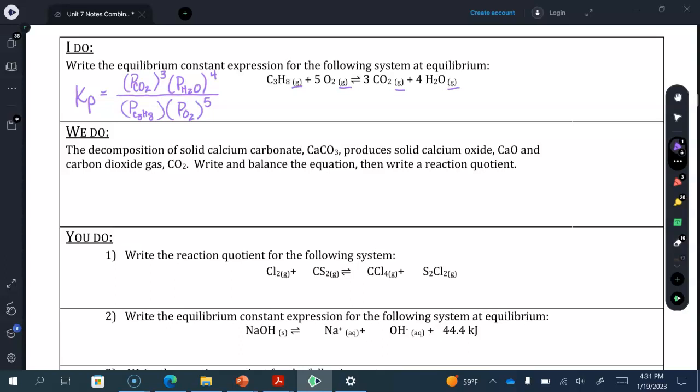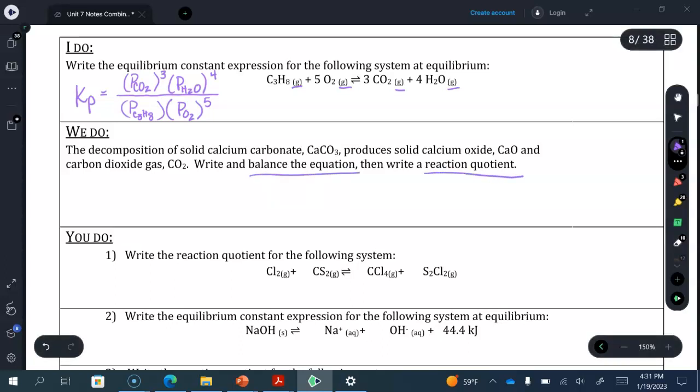Now looking at the WE DO, solid calcium carbonate, CaCO3, produces solid calcium oxide and carbon dioxide gas. Write the balanced equation and then write the reaction quotient. The reaction quotient is Q. Please pause the video and take a minute to do that.